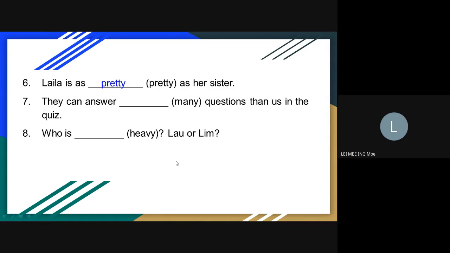All right, question number 7. They can answer more questions than us in the quiz. So the given word here is many. So this is an irregular form for question number 7. Your answer please. Better. Some of you typed better.